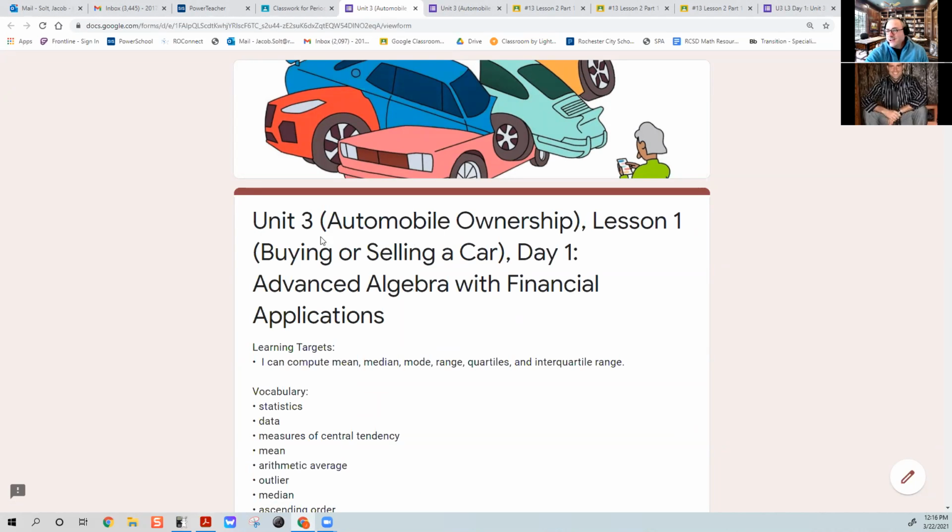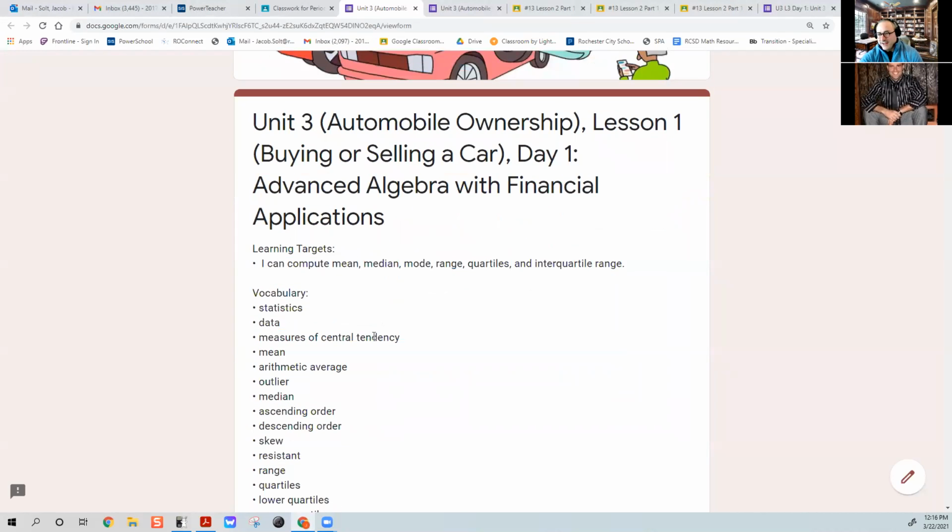All right. Unit 3, automobile ownership, lesson 1, buying or selling a car, day 1. And because we have a new lesson and a new learning target, and that learning target has a lot of pieces to it, which you're going to learn over 2 days. So this is the learning target: I can compute the mean, the median, the mode, the range, quartiles, and interquartile range. All right, you can compute these 6 different kinds of what's called descriptive statistics. That's our learning target. You'll get there. Don't worry about it.